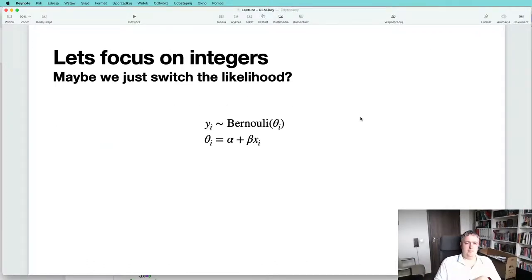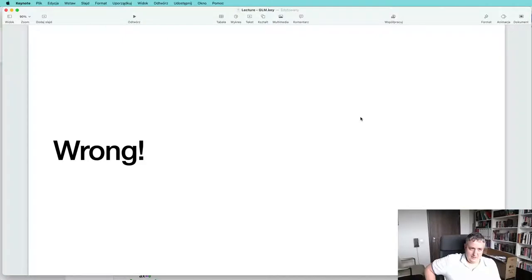So let's start with integers, because generally it's a harder issue. So maybe we can just switch the likelihood of our distribution, because, well, theta is a parameter of the Bernoulli distribution, yes or no, and we could just use alpha plus beta xi. And the problem is that, no, we can't. We can't because we have constraints in the distribution definition. And those constraints are relatively important. For example, in the Bernoulli distribution, we have probability. Probability is a value between 0 and 1. If we put a linear predictor there, we generally get an unbounded number from minus to plus infinity.